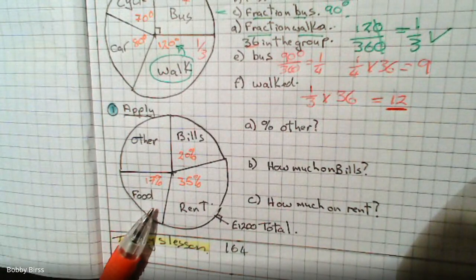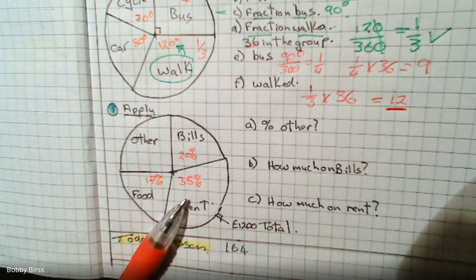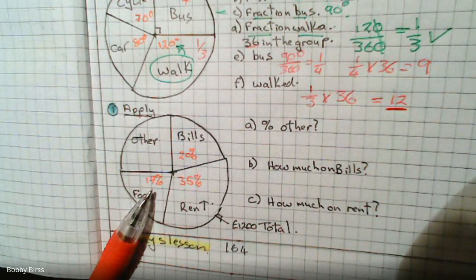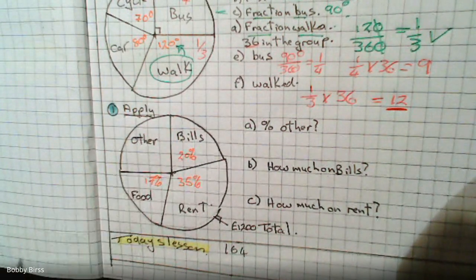So they're looking at your household bills: 20% of your money went on bills, 35% went on rent, 17% went on food. How do I know what percentage went on other?